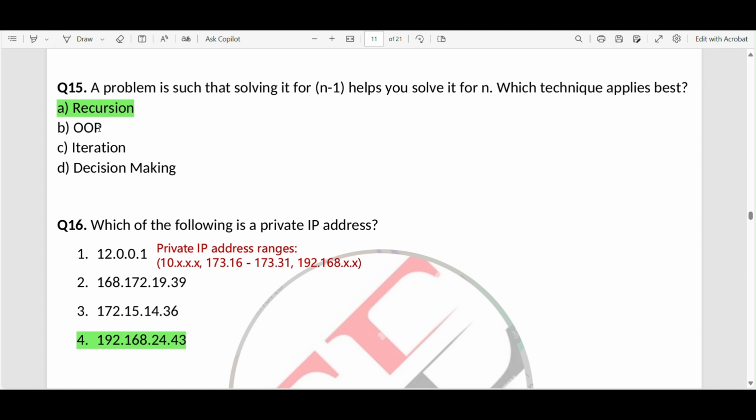And next we are having OOPs. OOPs is not at all a technique. And next we are having recursion. If you people know about recursion, then you will be easily able to solve this question. If not, then you can watch my video on recursion. I have posted it in the Python programming tutorial. Go there and watch it, and you will be getting a clear cut understanding about recursion.